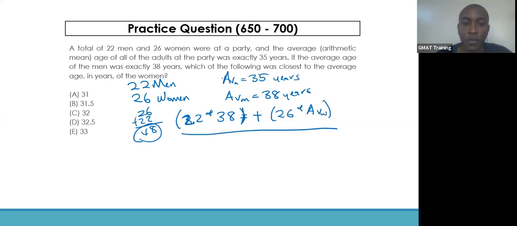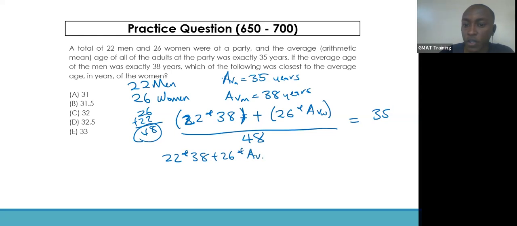The number of people in the room, that's 48, equals the average of the whole lot of adults in that party. That should be 35. So we know that 22 times 38 plus 26 times the average that we're looking for, the women, equals 35 times 48. So we can simplify this much further.